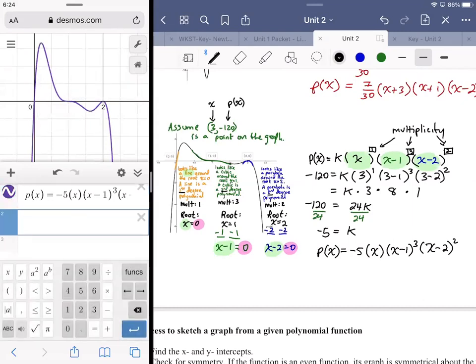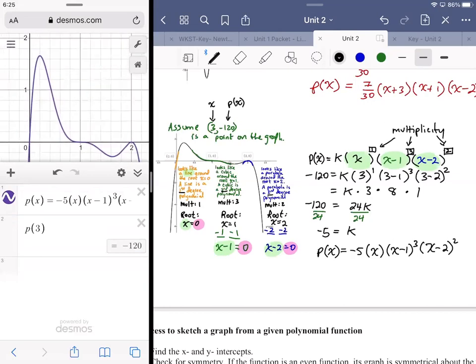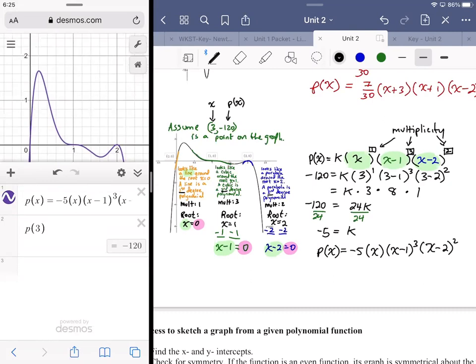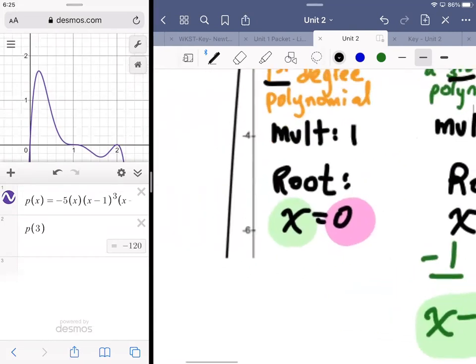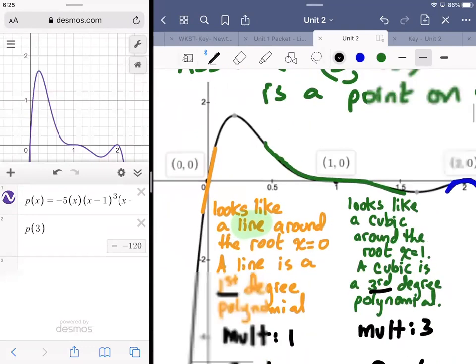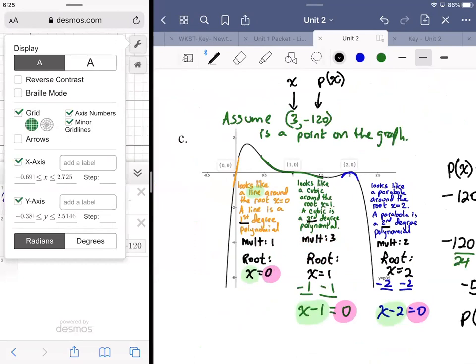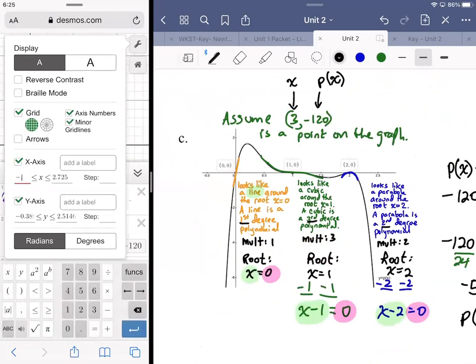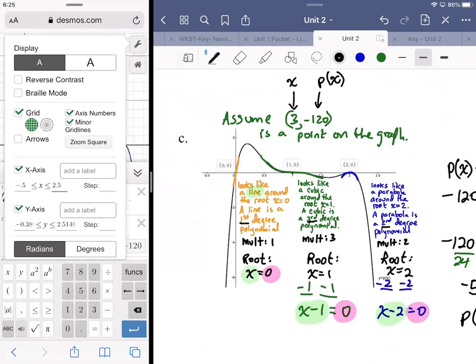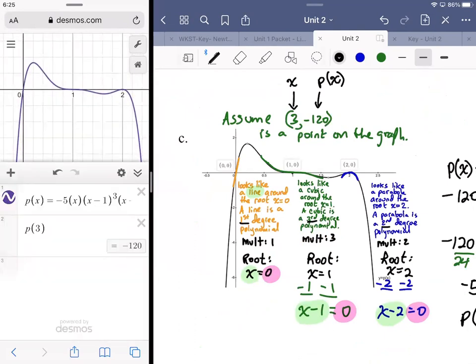So what I would do is type in p of 3 and make sure it gives me -120. If I do that, then I'm in pretty good shape. I feel confident that this is correct. You could also play around with the zoom a little bit and make it a little shorter. It's kind of hard to tell, but it goes as low as -6, as high as 2, and -0.5 to 2.5. So you can make your domain and range similar, if not exactly the same, and see what it looks like. Yeah, it looks pretty good. Looks pretty spot on. So at that point, you'd be pretty confident that you did everything right.